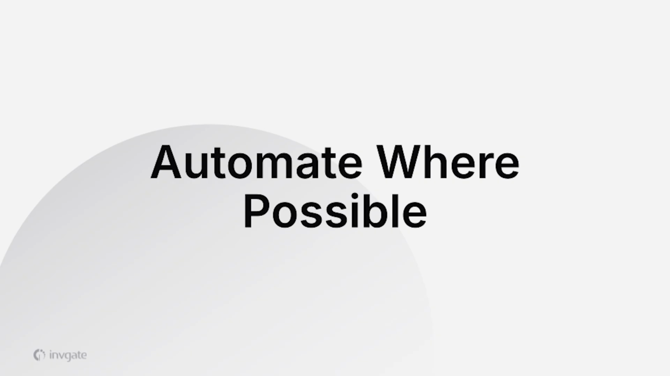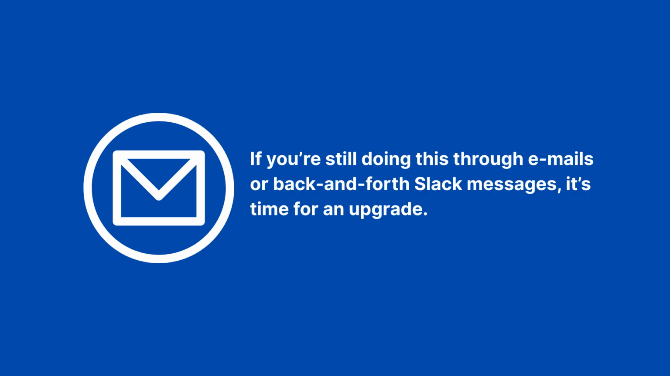Number 4, automate where possible. Using ITAM or procurement tools can help to route approvals, track orders, and trigger asset records upon delivery. If you're still doing this through back and forth emails or Slack messages, it's time for an upgrade.